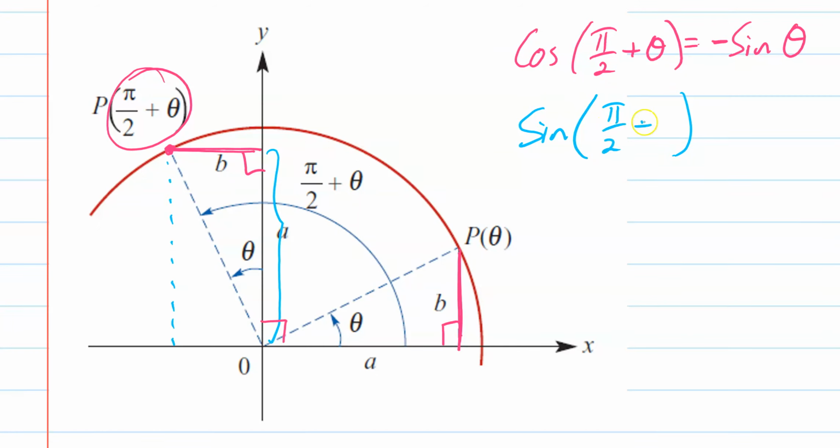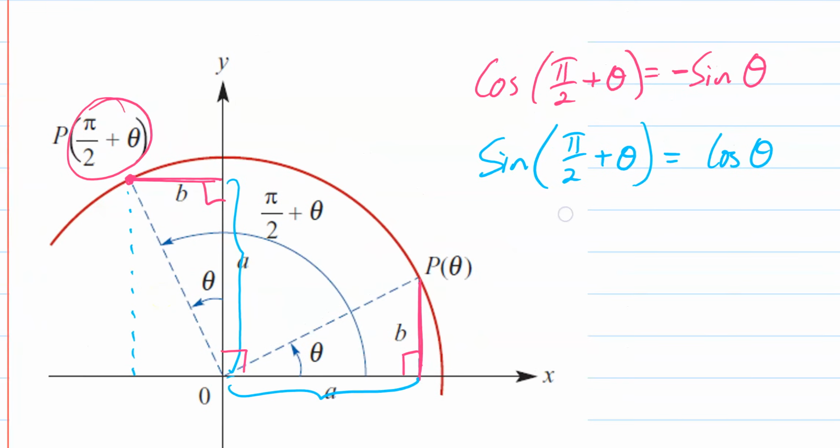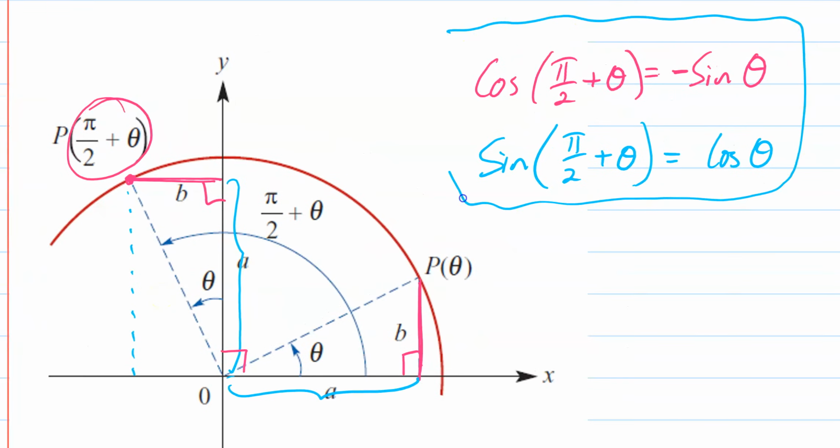Pi on 2 plus theta. Now I know the height here is exactly the same as the length here, which is cos theta. And in the second quadrant, my height is positive. Therefore, I don't need to put a negative sign in the front because they're both positive. Hence, we have two equations here. So we are going to use these two equations to solve problems.